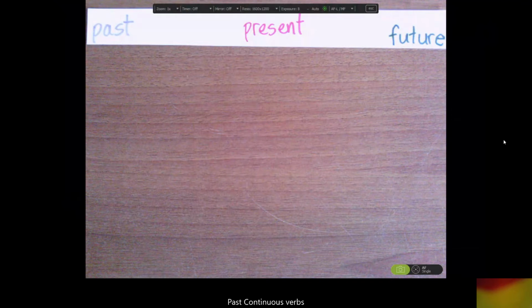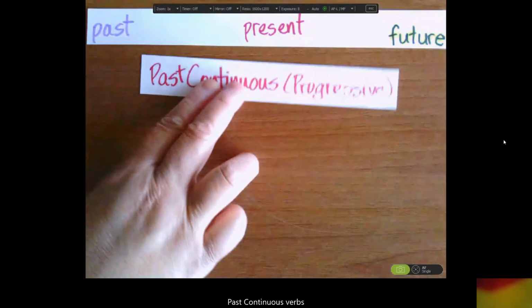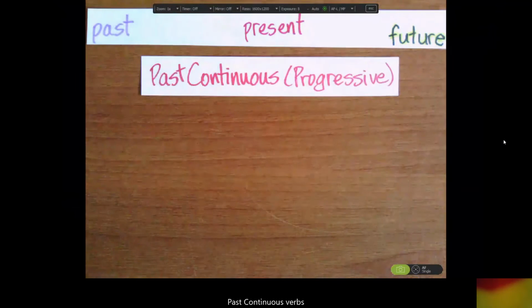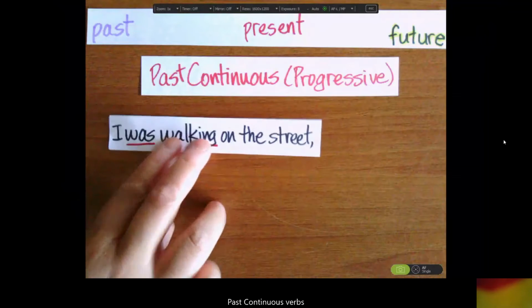Now I'm going to show you a past verb form that actually situates two actions that are in progress in the past and puts them in the same sentence. It's called past continuous, or some grammar books call it past progressive. So let's start with this form. I was walking on the street.